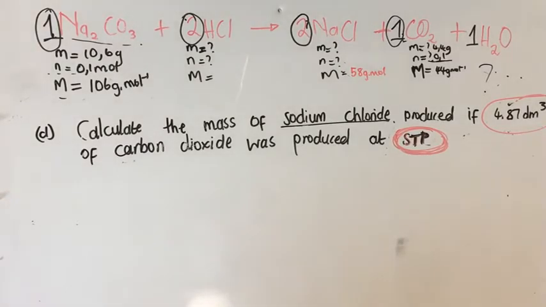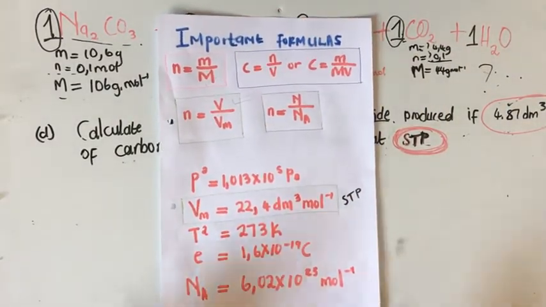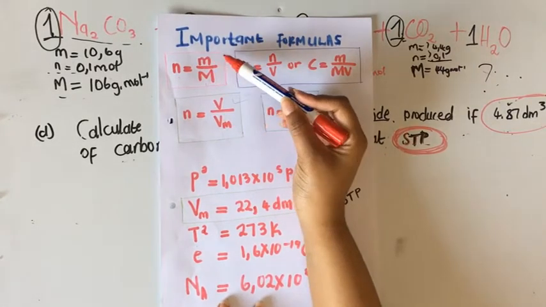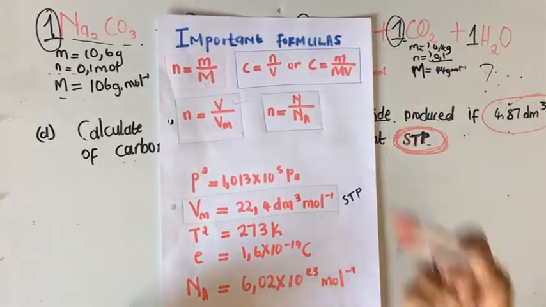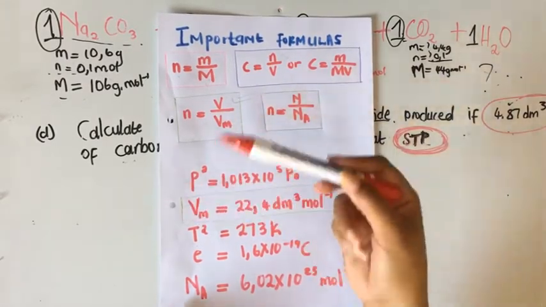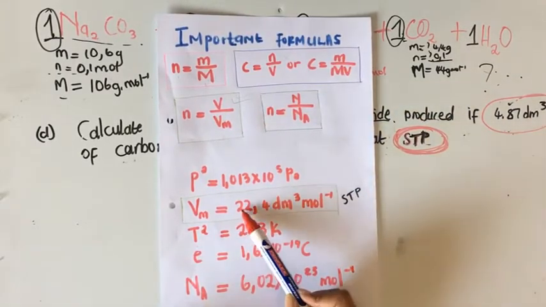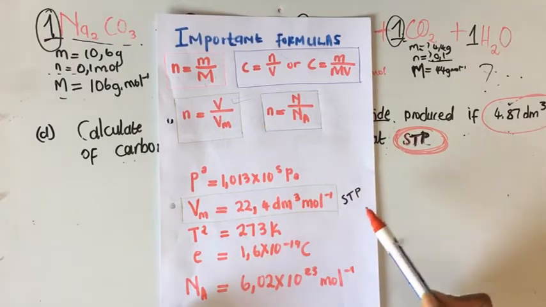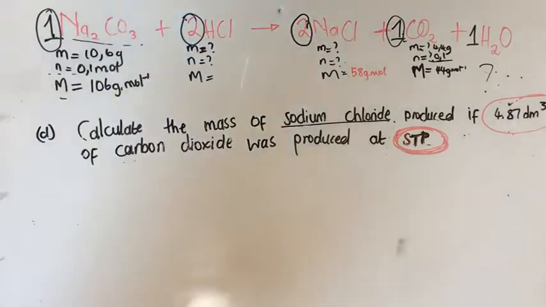So the formulas in our first video, I explained the important formulas we will use for chemical equations, right? We talked about number of moles is equals to mass over molar mass, and also number of moles is equals to volume over molar volume of a gas at standard temperature and pressure, right? And at standard temperature and pressure the molar volume is 22.4 decimeter cubed per mole.